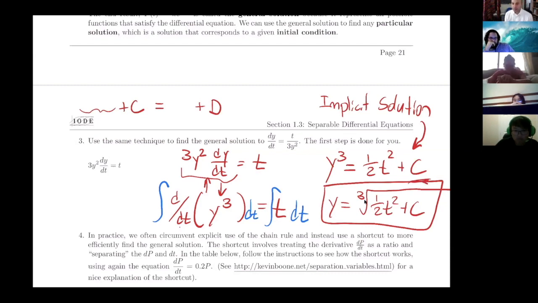Say we were given an initial condition and we want to solve for C. Could we solve for C in the implicit and the explicit solution? Yes, you could solve for it. You can use those initial conditions at any point and in any equation that you might have.